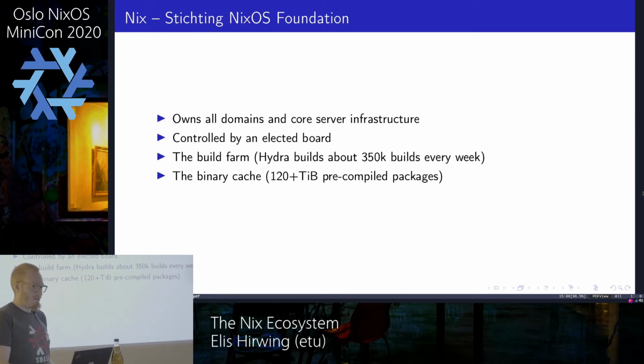We have a foundation in the Netherlands. They have, on paper at least, the ownership of all core infrastructure. They have an elected board. They host a build farm and the binary cache. So in Nix, we fill the cache to make it easy for people to just download pre-built packages based on the package descriptions. This makes it not as much compiling as it could be otherwise, but it still keeps the flexibility a source-based distribution could have.